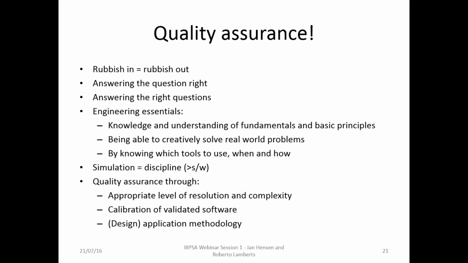You also need to be able to creatively solve real-world problems. And one very important aspect in that is that you need to know which tools to use, when and how. And we hope that this book will actually help you in getting an appreciation for this. So simulation is really a discipline. It's not just the software. Quality assurance can be achieved through an appropriate level of resolution and complexity, to calibrate your software, make sure that you have validated software, and use an appropriate application methodology.